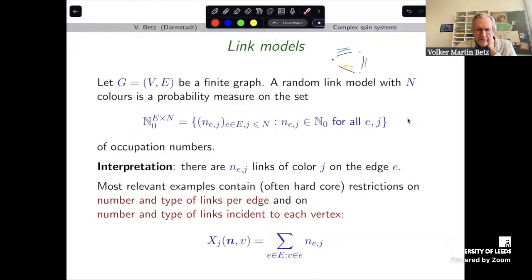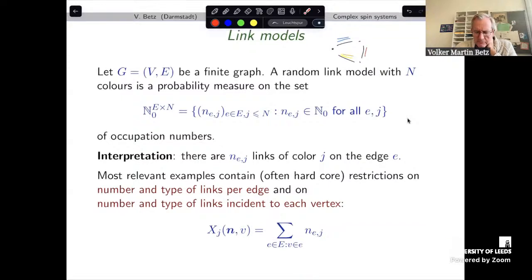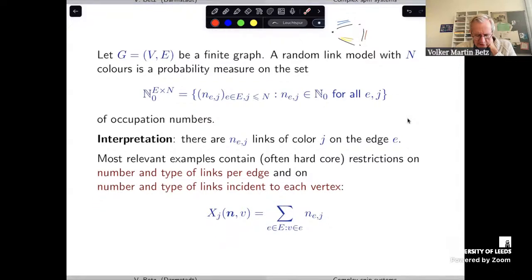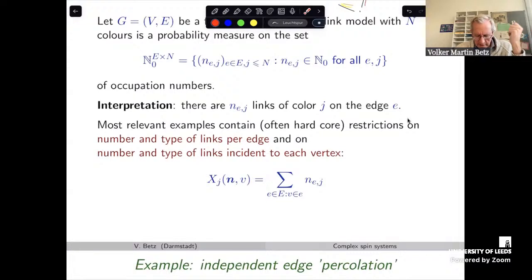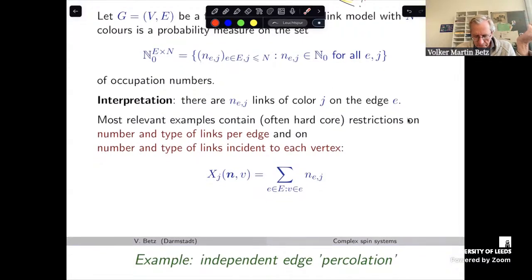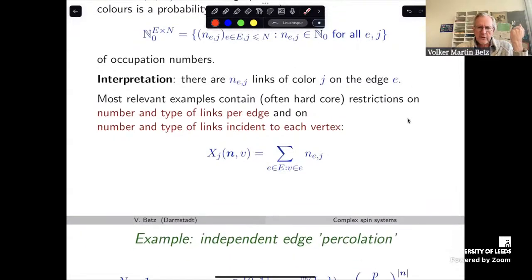So you have restrictions on how many links you can place at vertices. This function x of j and v is going to be the number of links of color j in the link configuration n that is adjacent to the vertex v. So it's the sum over all edges containing the vertex v of the occupation number. This is just the setup of a random link system.